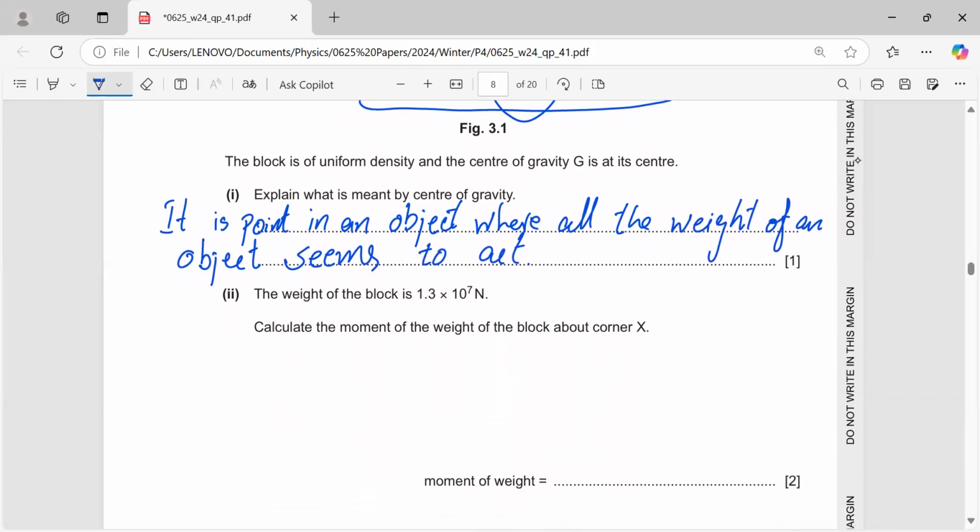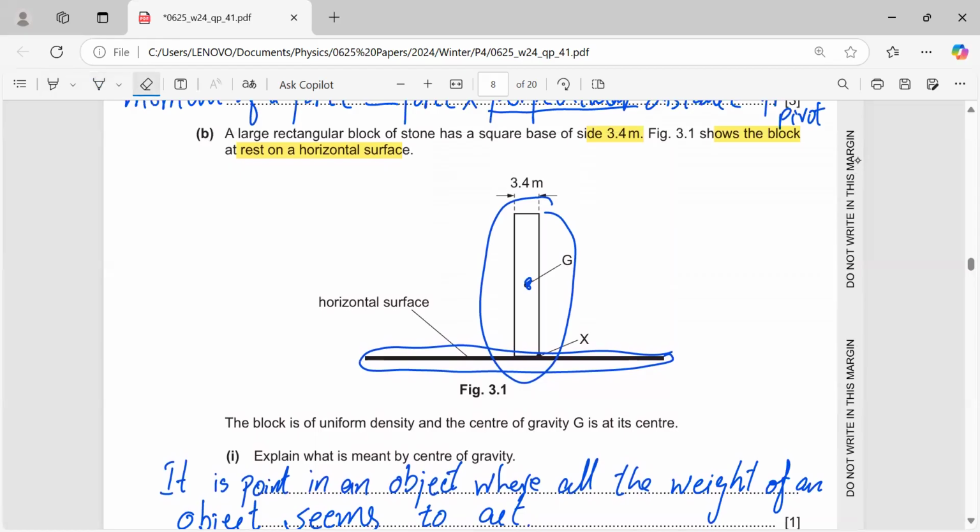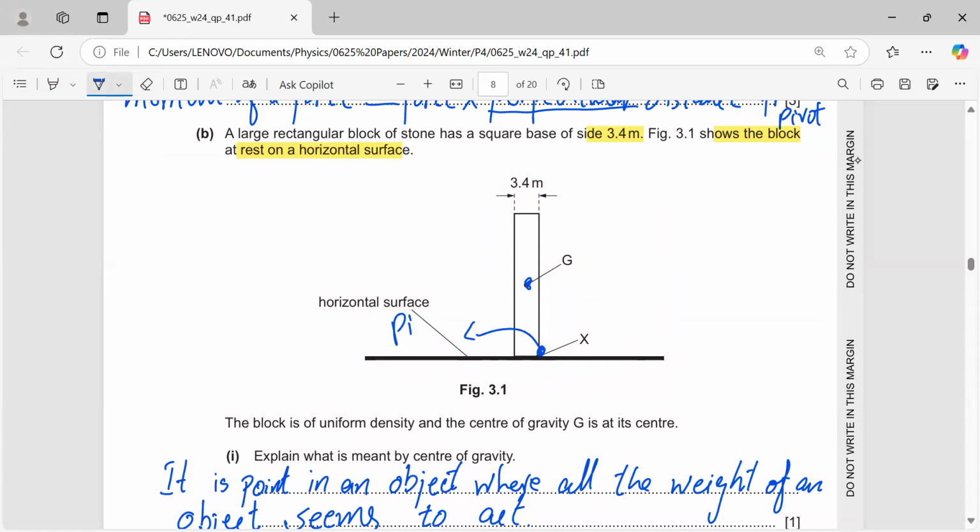The next part is that the weight of the block is 1.3 into 10 raised to the power 7 Newton. Calculate the moment of the weight of the block about the corner X. It means that this corner X is the pivot, right? And we have to calculate the moment about it. So come on, let's take a look at the figure now. You will see that this is the pivot here. So I'm writing pivot at this point.